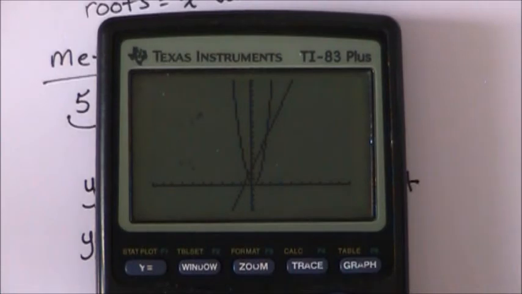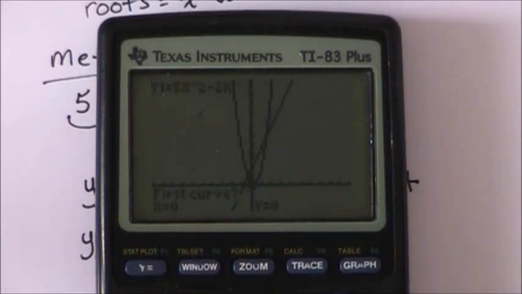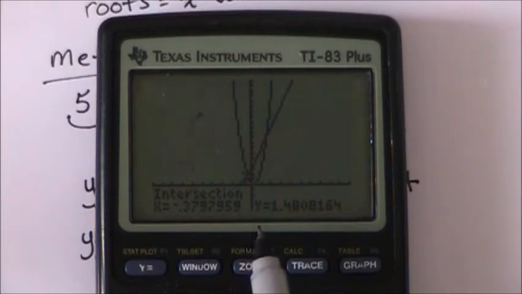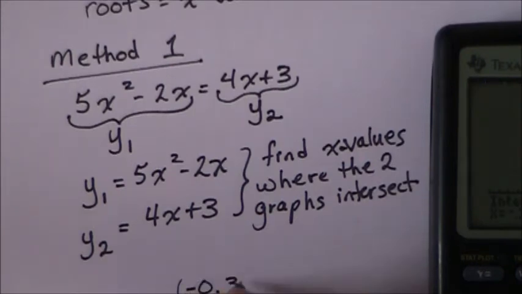So at this point now, we're going to hit second trace so we can do a calculation. We're going to go down to intersect. And for our first one, we're just going to hit enter. So it says first curve, we hit enter. Second curve, hit enter. Guess is always an enter. And there's our intersection point. So we have an intersection point where x is negative 0.38 and y is 1.48. So negative 0.38 comma 1.48.